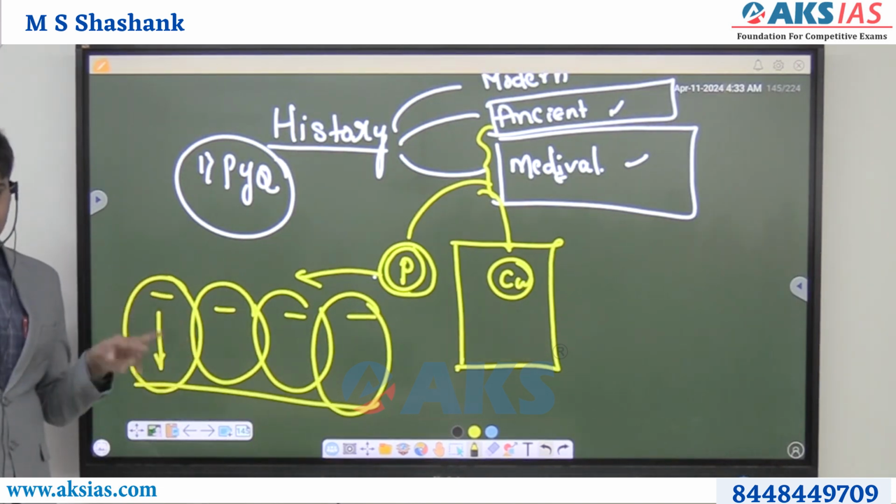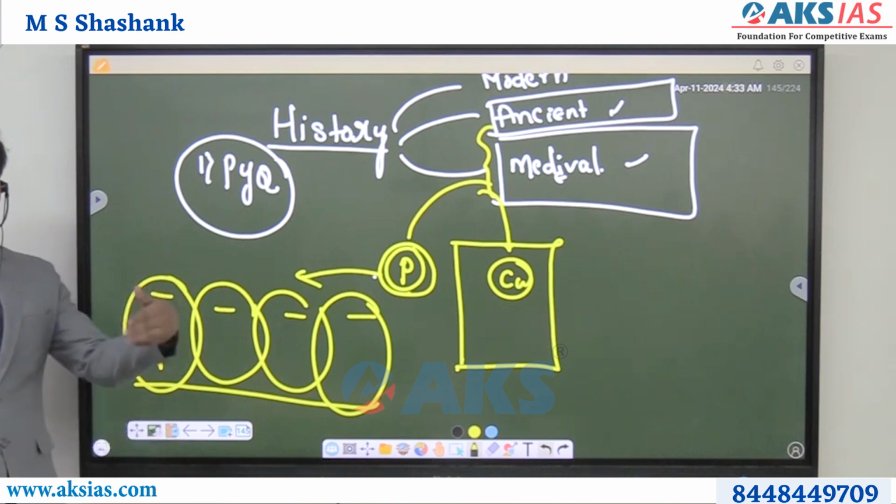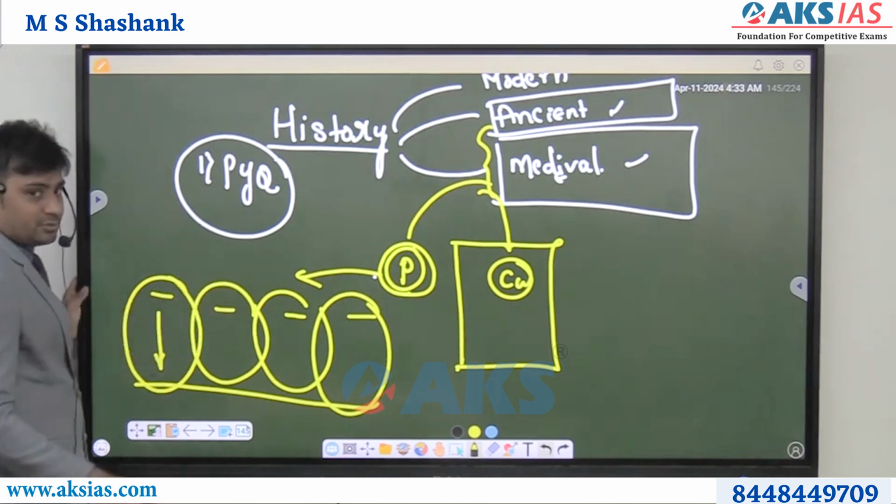Or the second way of asking the question is, within a contemporary period of time, within one time frame, who are the kings who are present in the north, who are present in the south, who are present in the east, who are present in the west. This is the second way of asking the question in political history.